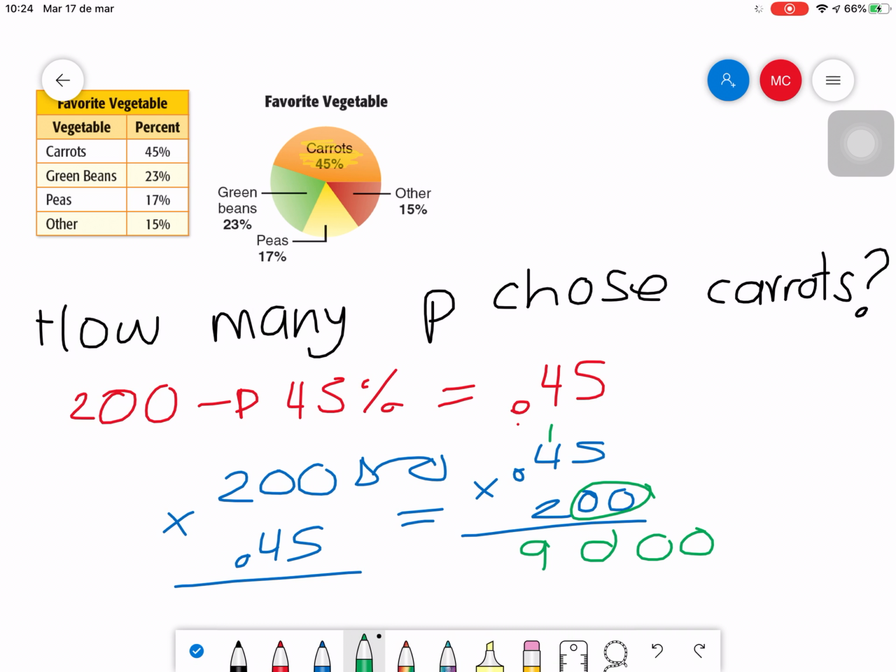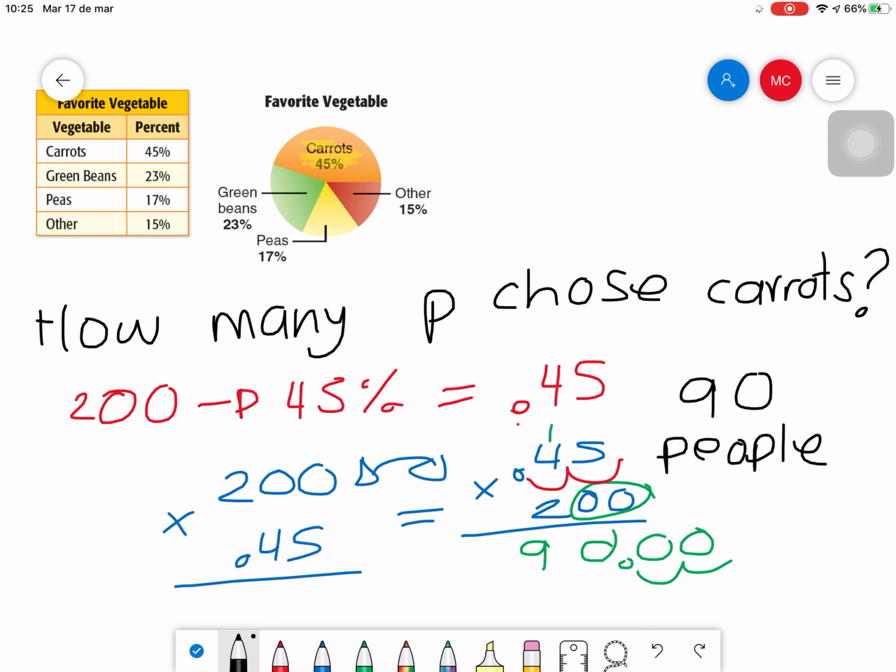How many decimals did I have? I had 1 and 2. So it is 1 and 2, and here goes the point. So my answer will be 90 people chose carrots. How would you find the amount of people that chose other, for example?